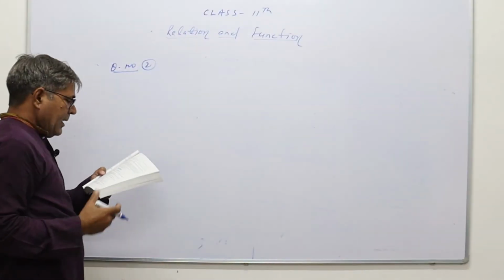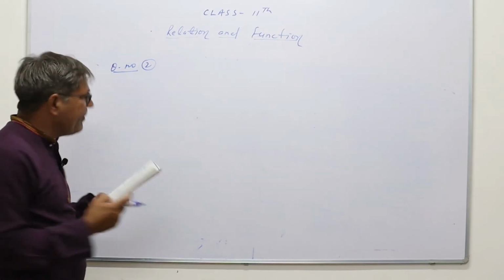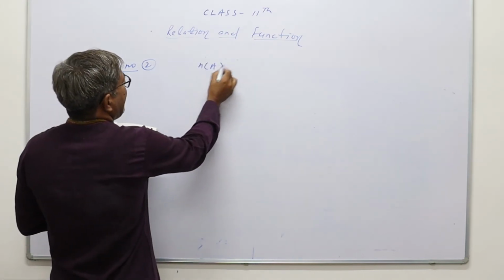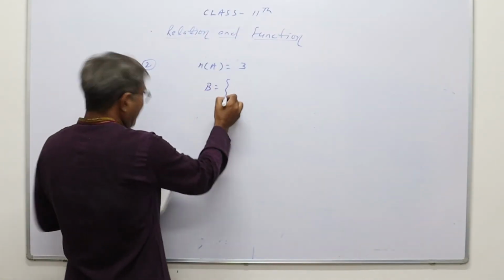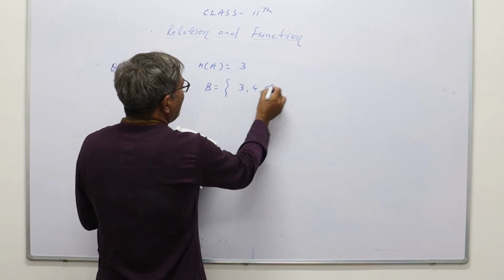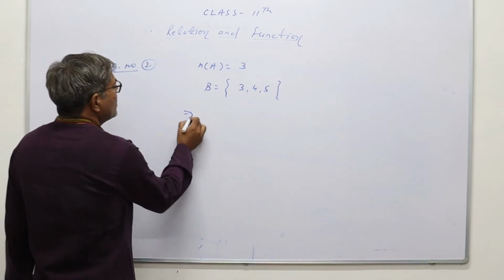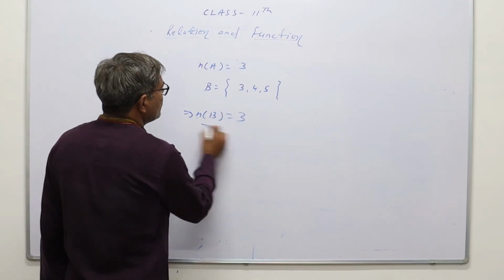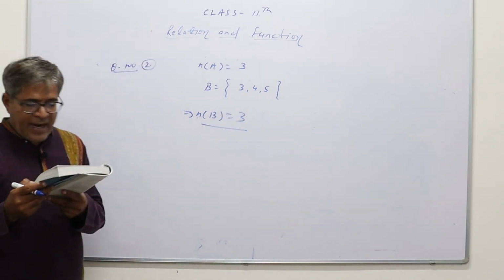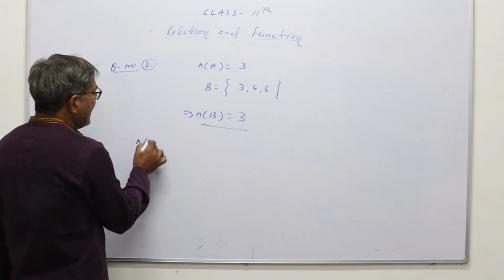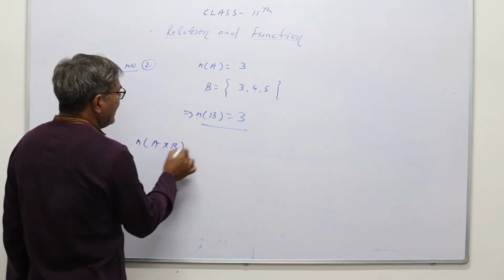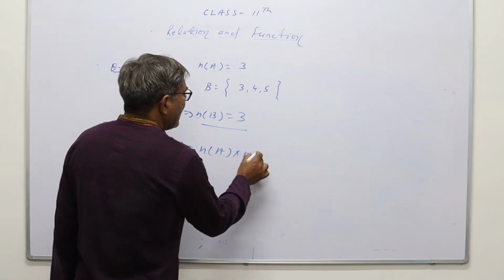Now question number second. If a set A has 3 elements, that is n(A) is equal to 3. A set A is given and it has 3 elements, and set B has elements 3, 4 and 5. So this is also having 3 elements. So number of elements in set B is equal to 3. Now find the number of elements in A cross B, that is n(A × B) will be equal to n(A) into n(B).